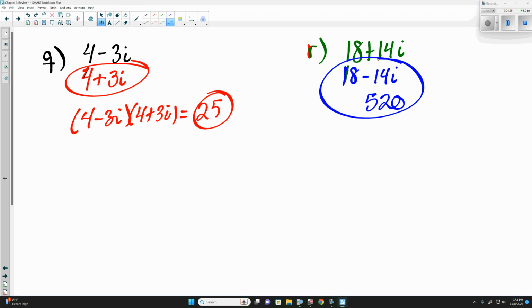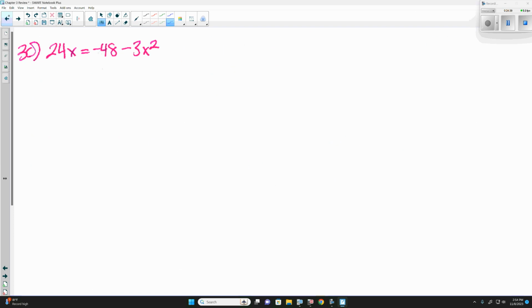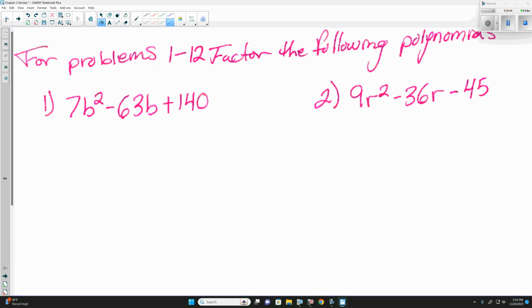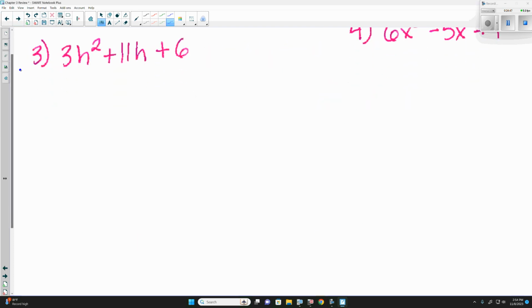Problem number 3. Is there a greatest common factor? No. So we'll move on to step 2, our 2 sets of parentheses with 3 spaces. If the third term is positive, the signs are the same and match the sign of the middle term. If the third term is negative, the signs are opposite.